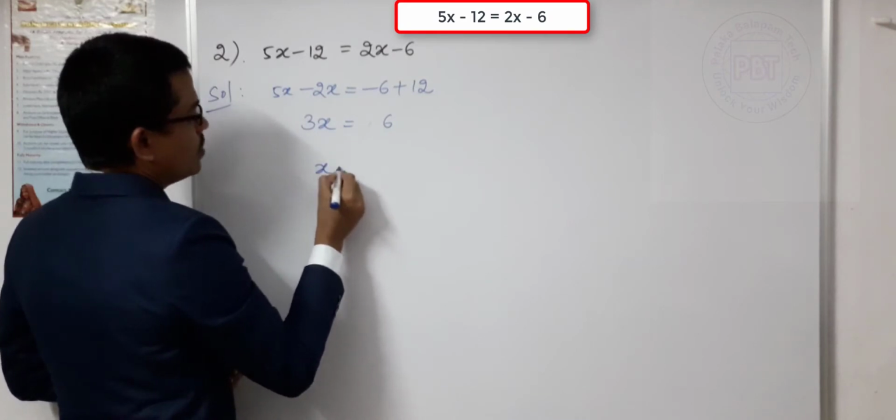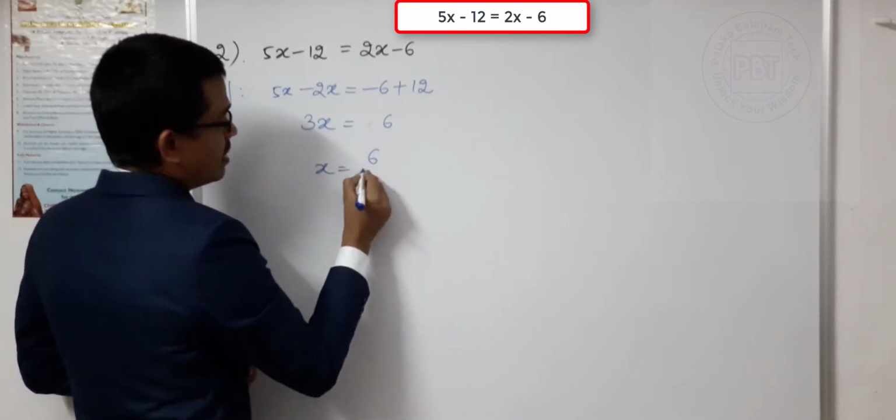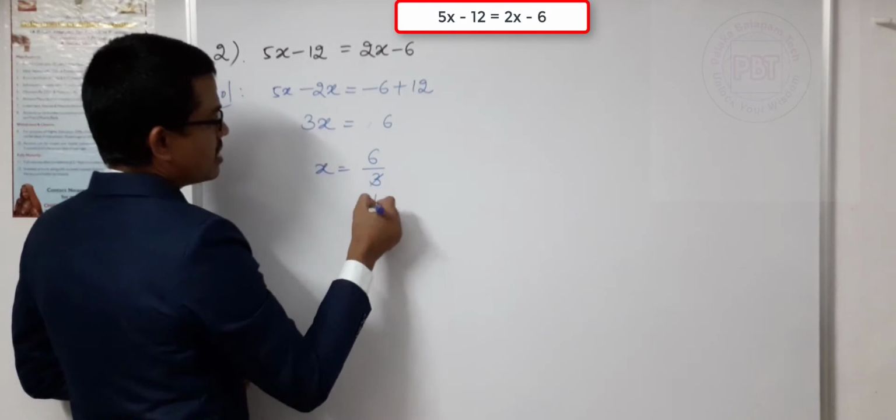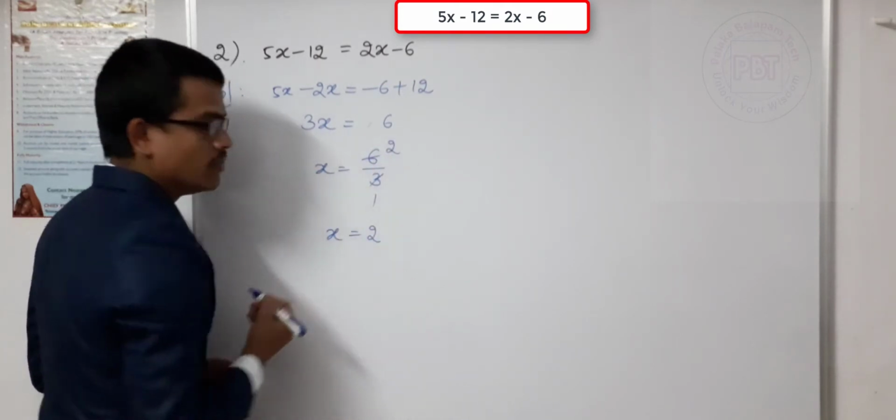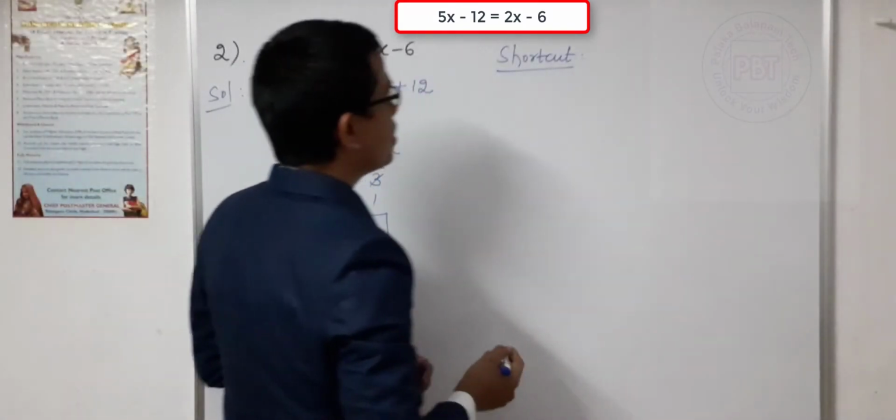Now x equals 6, divided by 3. So 6 by 3: 3 ones are 3, 3 twos are 6. Therefore the x value is 2. Now let us see the shortcut for this question.